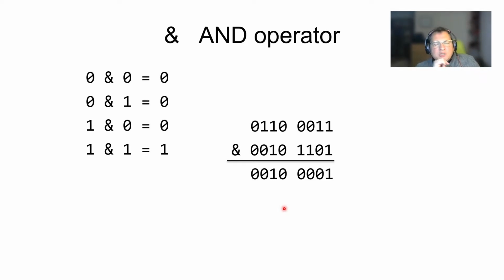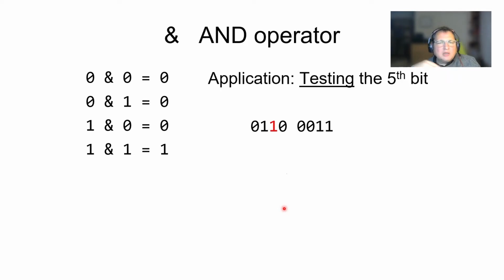How could this possibly be useful? Here is one simple example of the application of a bitwise AND operator. Imagine that in your program you have to test the fifth bit of a word. What it means is that you just need to find out whether the bit number 5 in your program is set to 0 or set to 1.